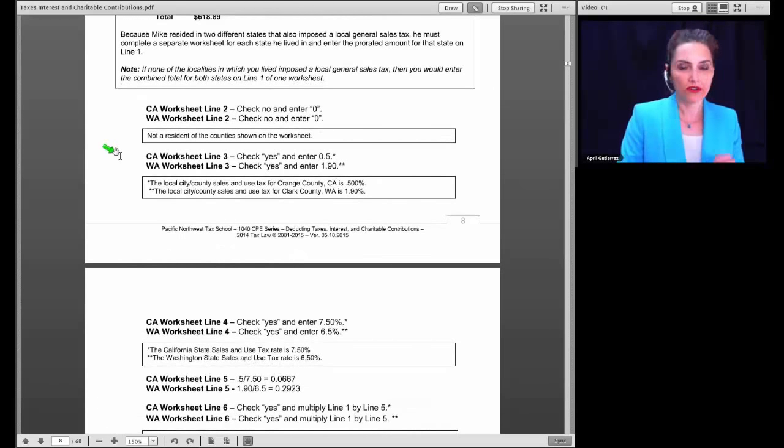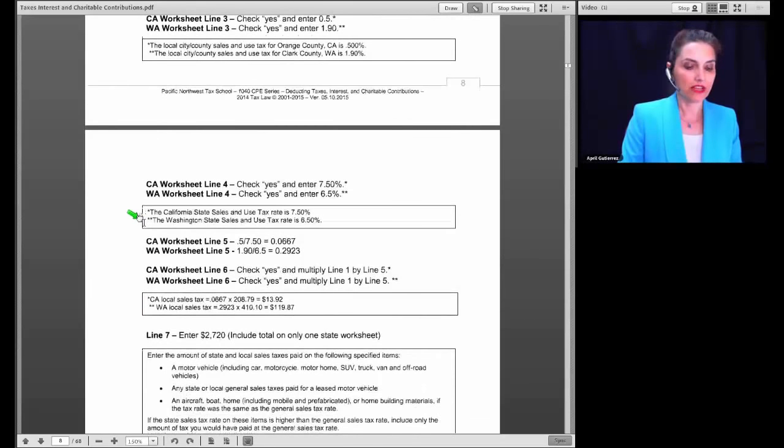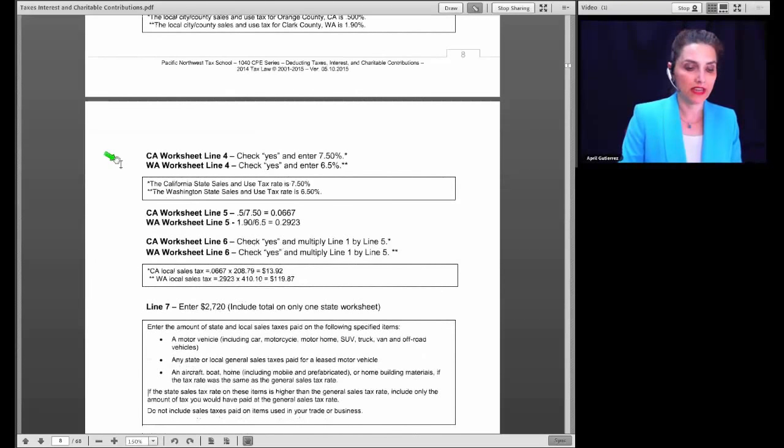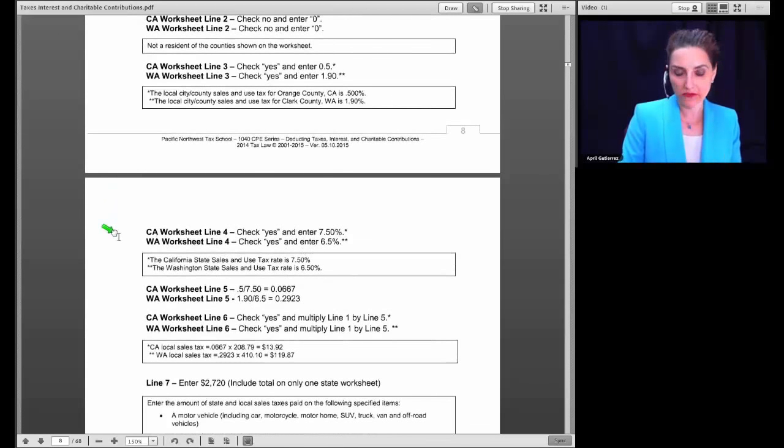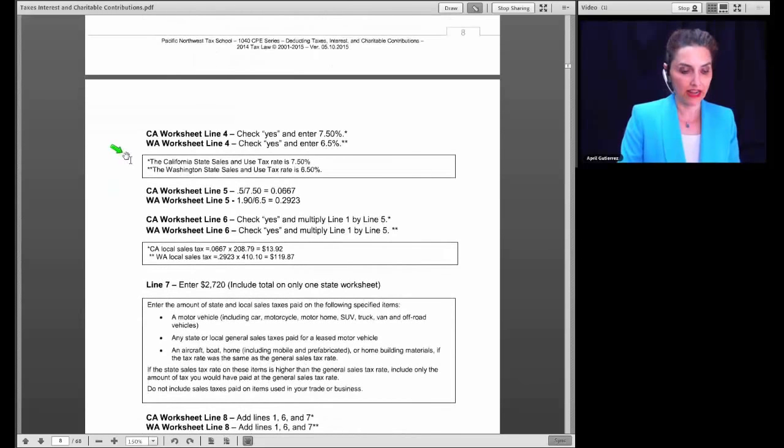And then we go on to the California worksheet, line number 3, and we check yes, there is a local sales tax. And if you research the local sales tax for Orange County, we come up with 0.5%. And if you research the local sales tax for Clark County in Washington State, you come up with 1.9%. The next step is to look up the rate of tax for each state. And we have a rate of tax for Orange County, or for California rather, of 7.5%, and a rate of tax for Washington of 6.5%.